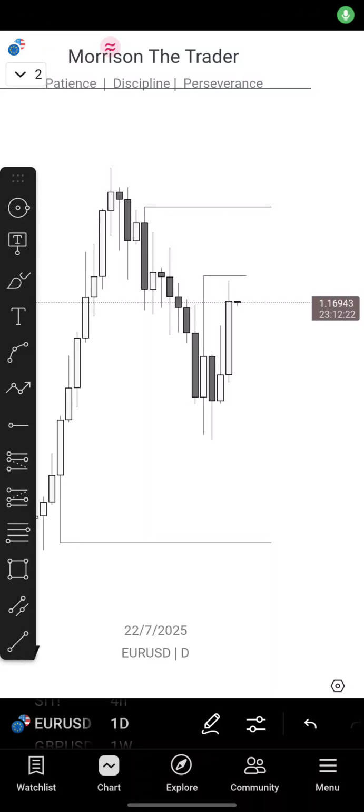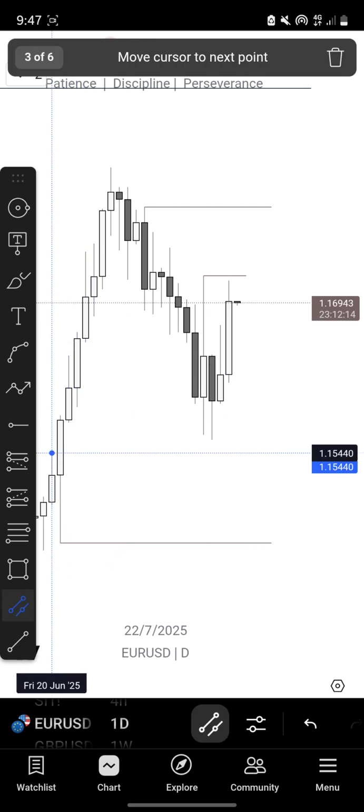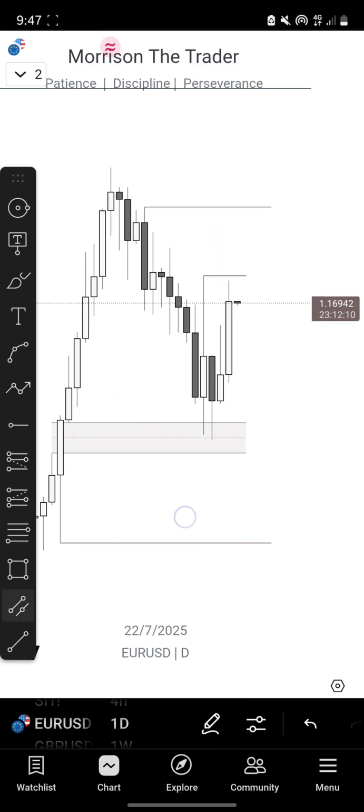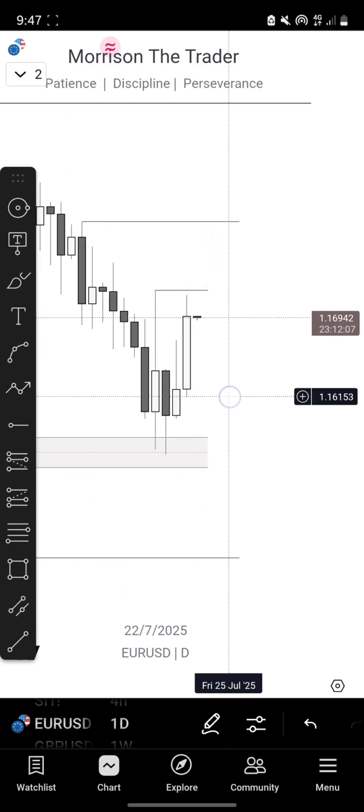Right, so here's the breakdown I promised on the trade that I took on EURUSD last Friday. So let's get straight into it. As you can see, we have a fair value gap right here, right? A daily fair value gap. Good. And then Wednesday's candle.